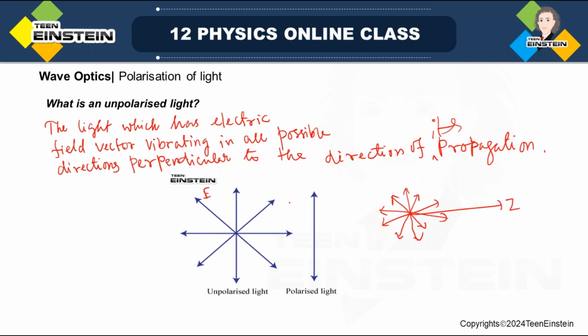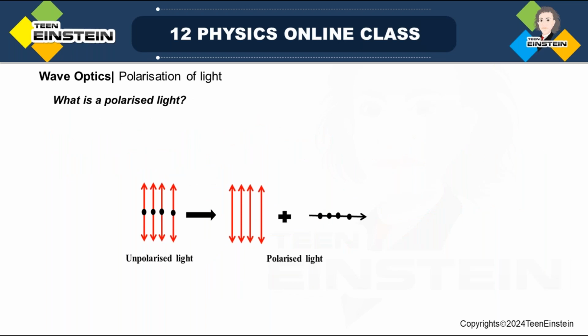Now you can see this is polarized light. If it is vibrating in a particular direction, then it is actually polarized light. See here, the electric field has many directions, but here it is vibrating in a particular direction. If I say this is the y direction, it is vibrating along the y direction. So this is unpolarized light. Now I'll show you what is polarized light.